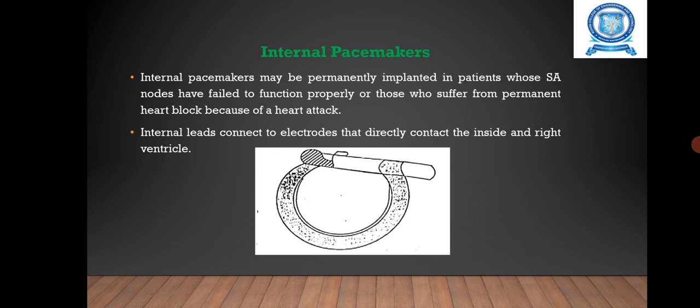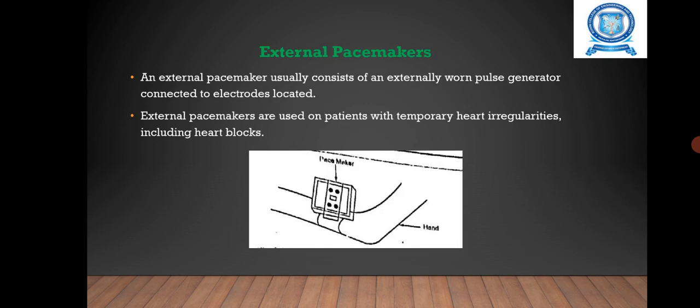The next one is the external pacemaker. An external pacemaker usually consists of an externally worn pulse generator connected to electrodes. External pacemakers are used on patients with temporary heart irregularities, including heart block. Here also the pulse generator is strapped to the lower arm of a patient who is confined to bed.